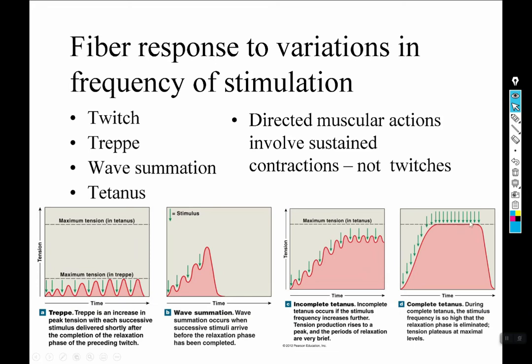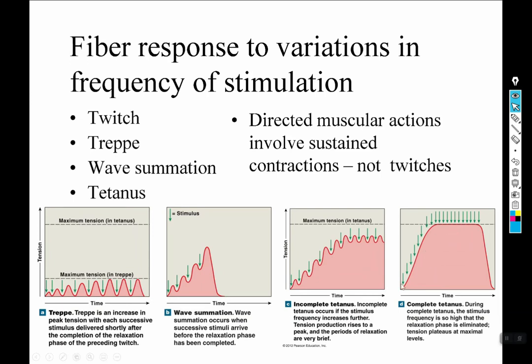Incomplete tetanus and wave summation is what we would see when we're using a muscle and sustaining an amount of contraction. If I lifted up a cinder block and held it suspended in the air with my biceps brachii contracted, I would see something that looks like this. Complete tetanus you would see if you applied outside electrical stimulation to a muscle, so this is, again, an experimental setting. Or if there is something wrong with you where you couldn't turn your motor neurons off and they were just hammering your muscle fibers really, really badly.